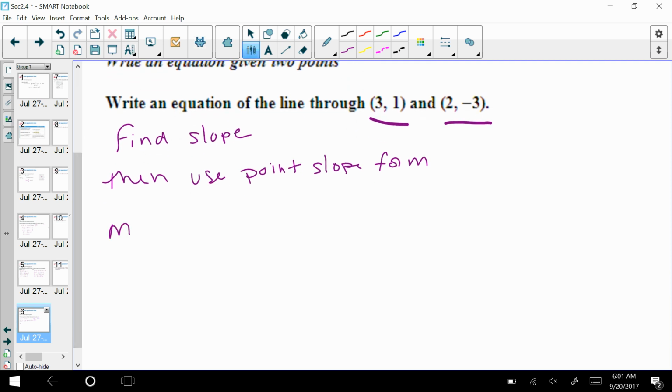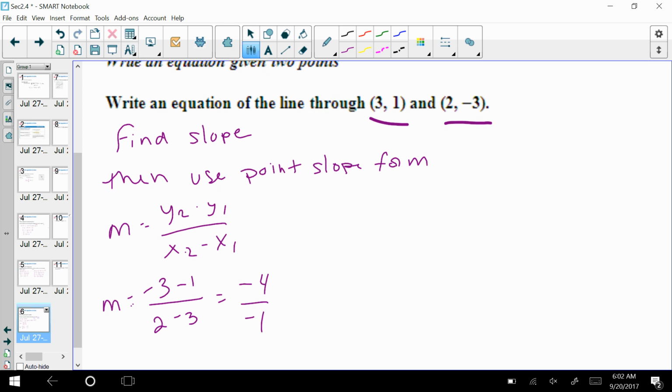So if we have 2 points, we're going to use the slope formula, which is m equals y2 minus y1 over x2 minus x1. So in this case, our slope is -3 minus 1 divided by 2 minus 3, which we get -4 over -1, which is 4.